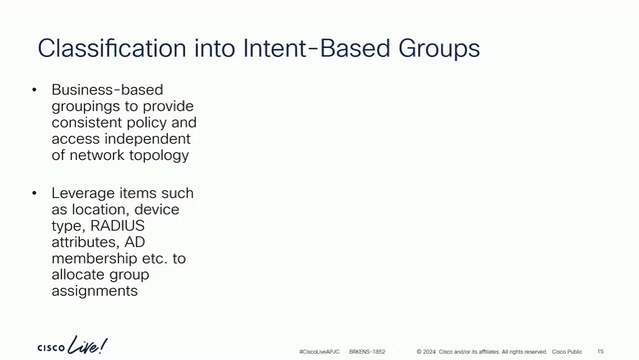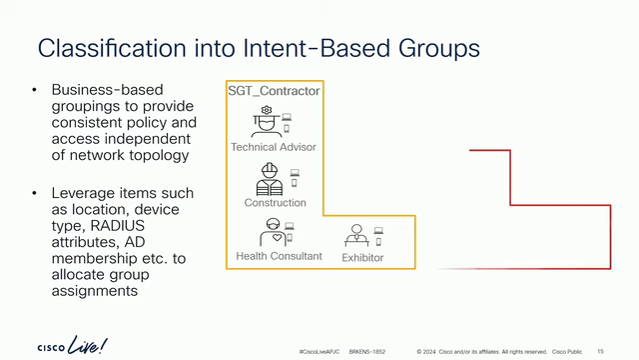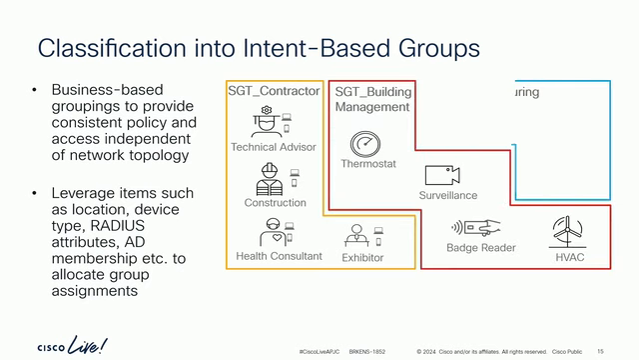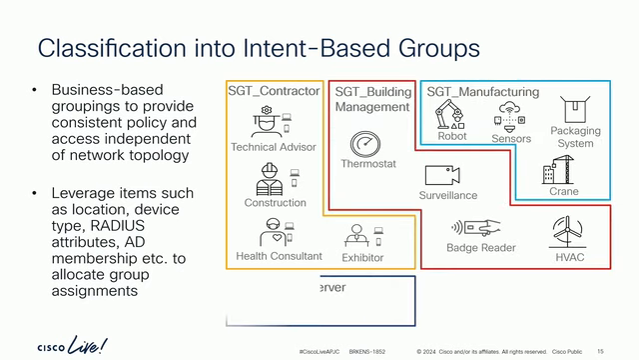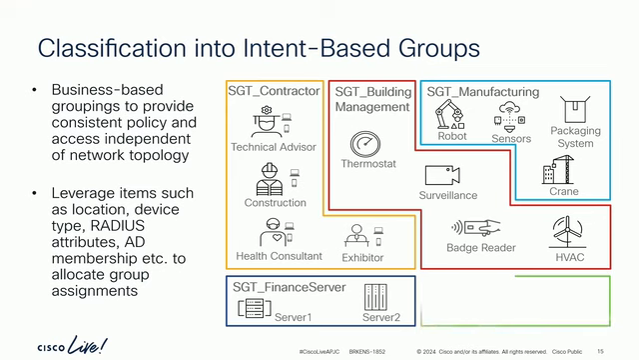So what do we put into groups? There are lots of things you can put into groups. These are just some very simple examples. Contractors might be guests. We might have building management systems, manufacturing. I've got examples of cranes or robots or whatever it might be. More mundane things, printers, IP phones, whatever it might be, and servers or services, putting things into groups.